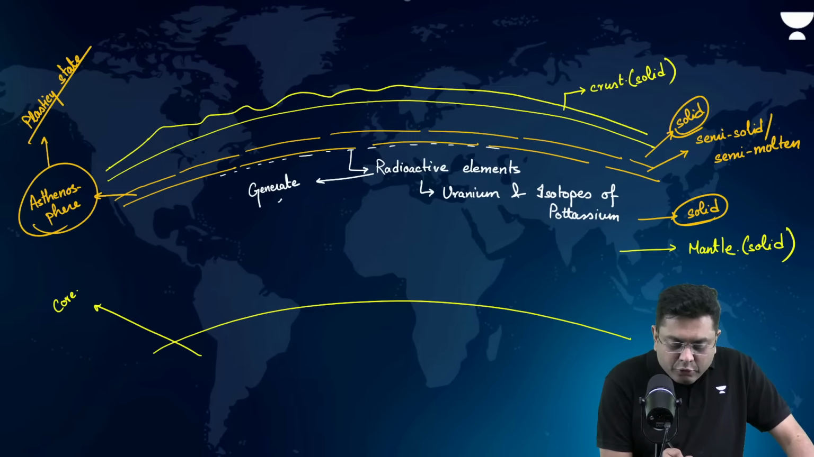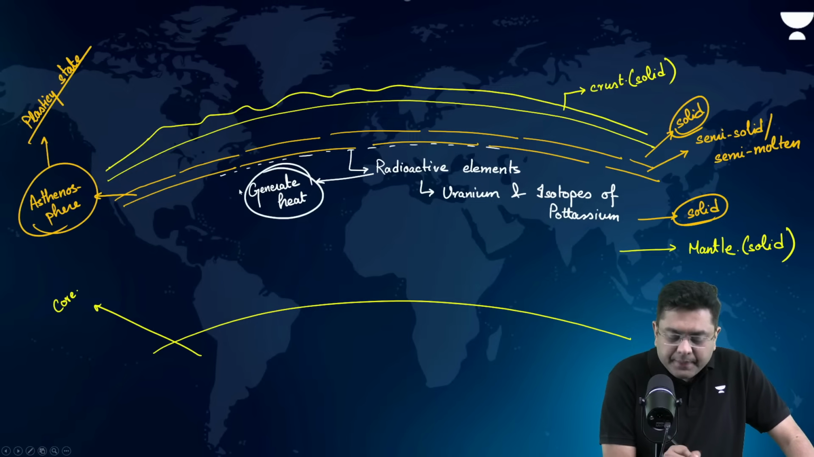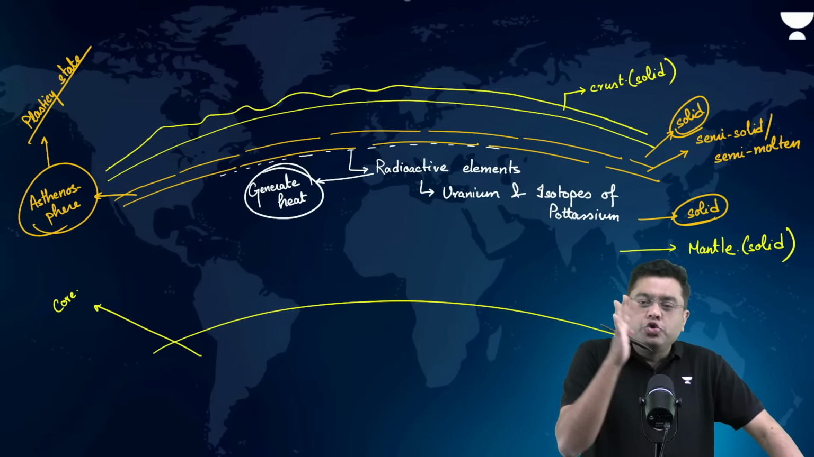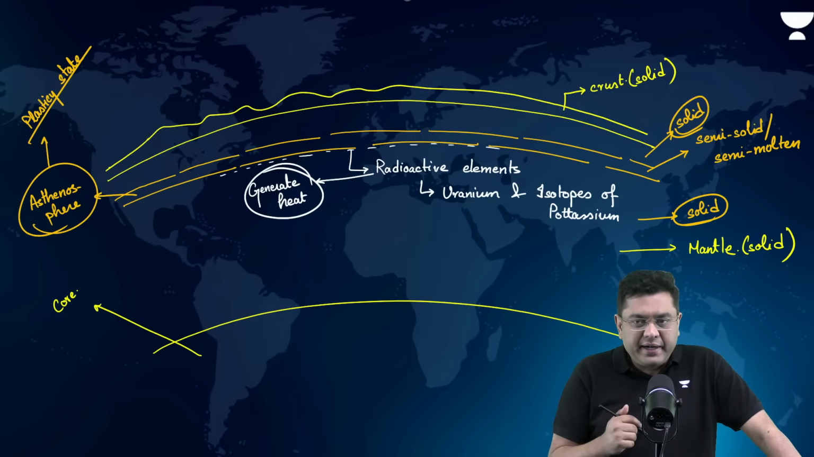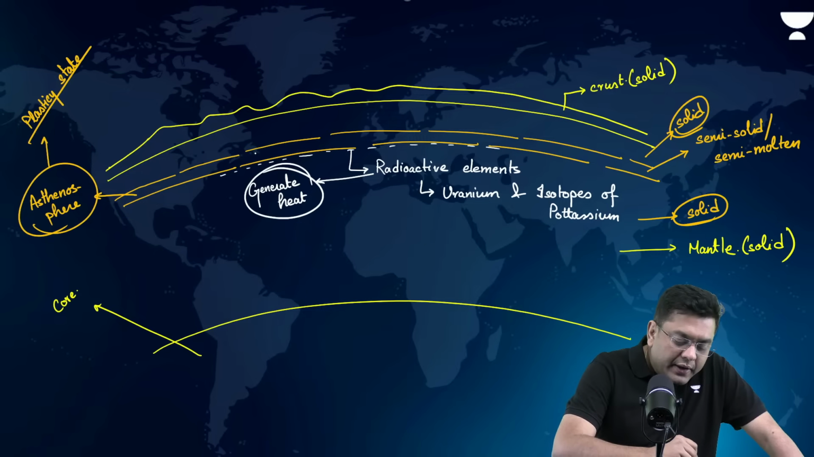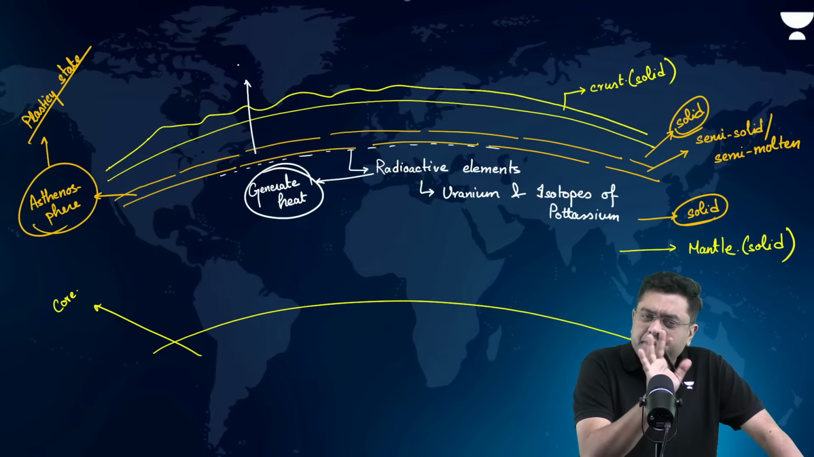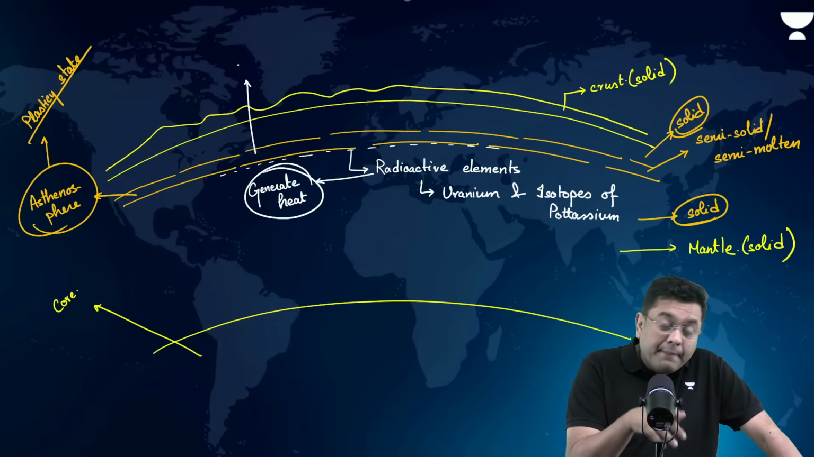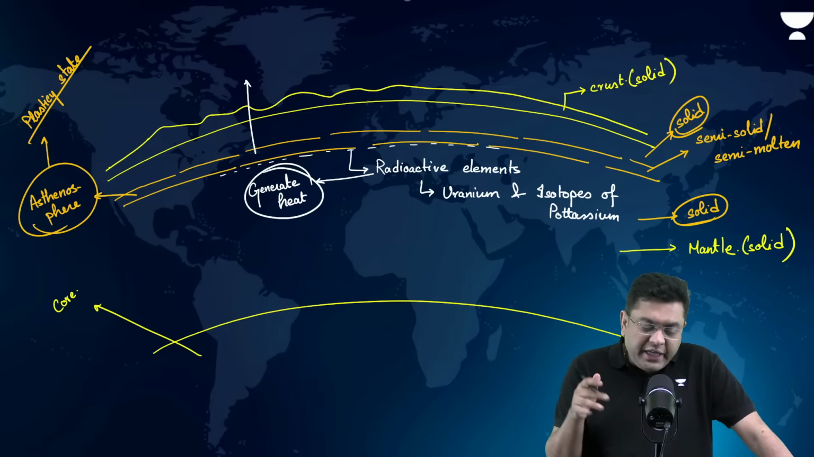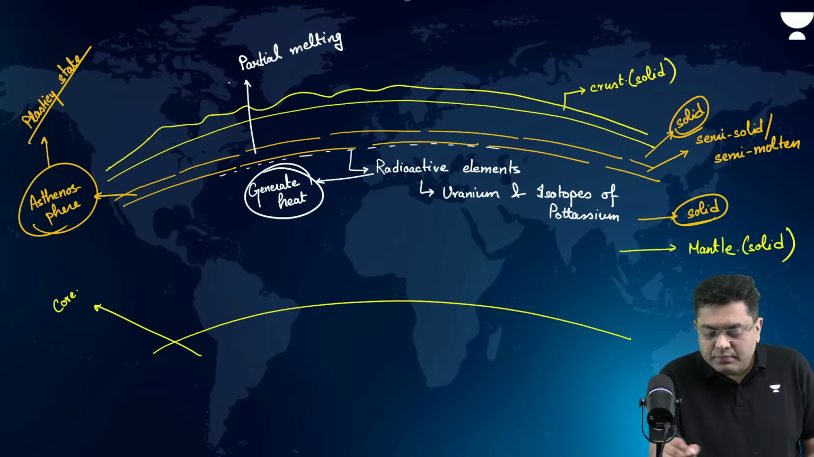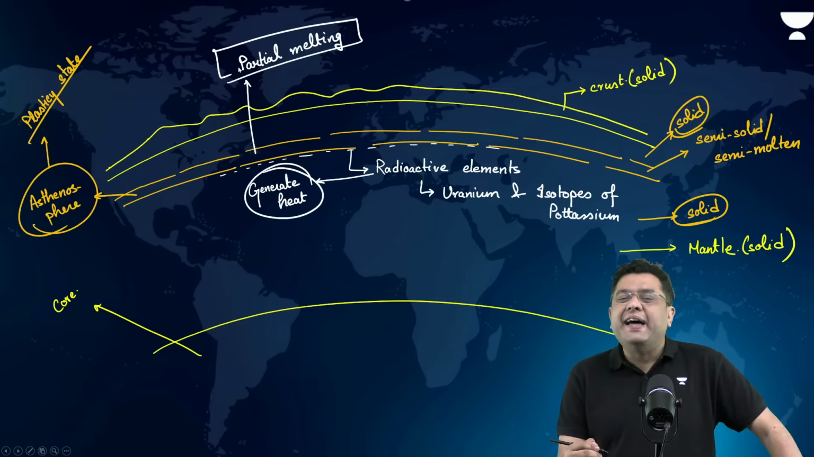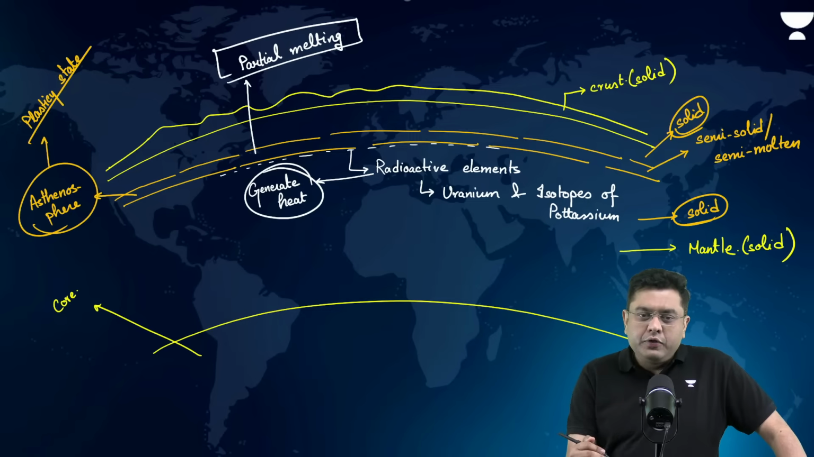Now, this heat which is generated partially tends to melt the materials in the immediate vicinity and above it. That is why these rocks, they do not consist of uranium or potassium, but because they are in contact with that heated region, they partially melt. Partial melting. This is the region of asthenosphere. So it is a clear cut distinction from the rest of the mantle.